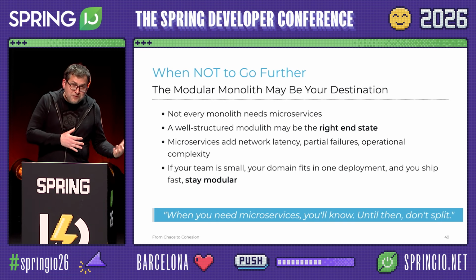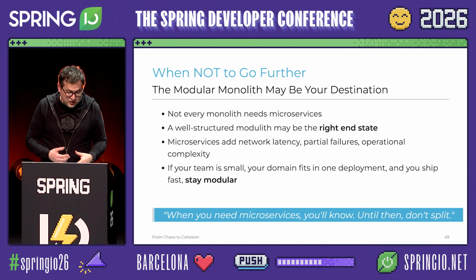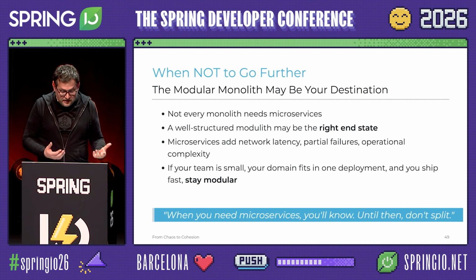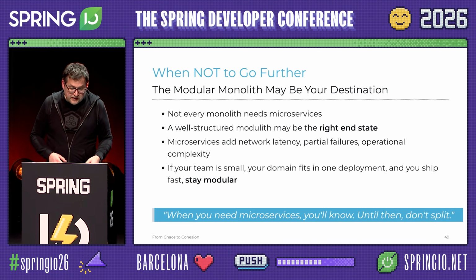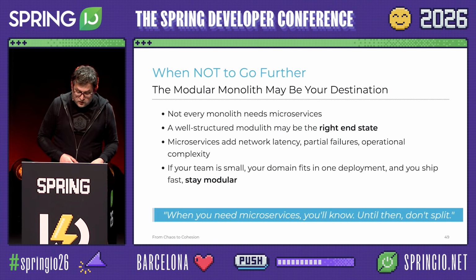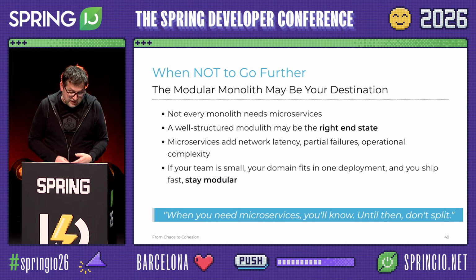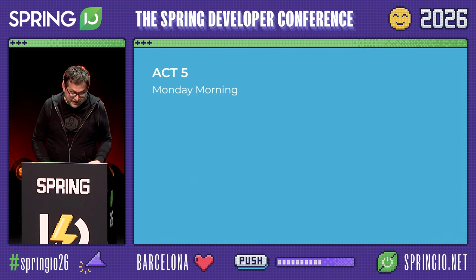And now, even without paying this additional distributed systems tax, this additional complexity, right? So, yeah. If your team is small and your domain fits into one deployment, why not just ship it fast with one single deployment and stay modular, right? One of the big architects once said, when you need microservices, you'll know. Until then, don't split. And that's basically the whole thing I'm saying all the time these days, right? So we really need to have reasons why to make our systems more complex.